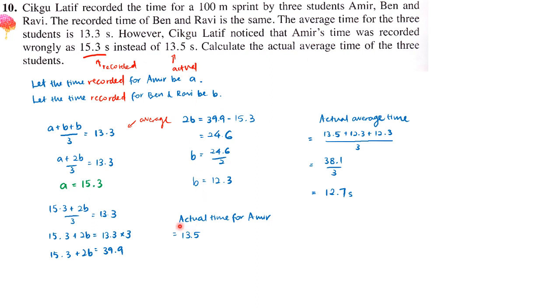So if I already know the actual time for Amil and also the actual and the recorded time for Ben and Ravi, actual and recorded time for Ben and Ravi, because it's the same, there's no change. So the actual average time will be the actual time for Amil plus the time for Ben and Ravi, which is B, what we just found, and you just average them out. Okay, so I'm done with this question.